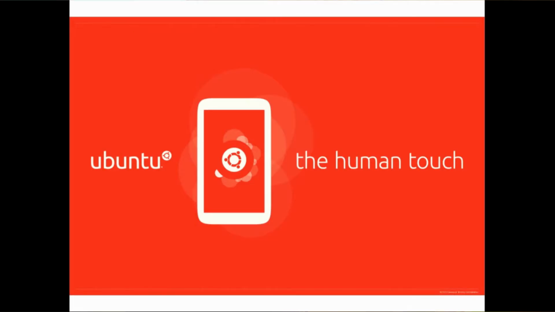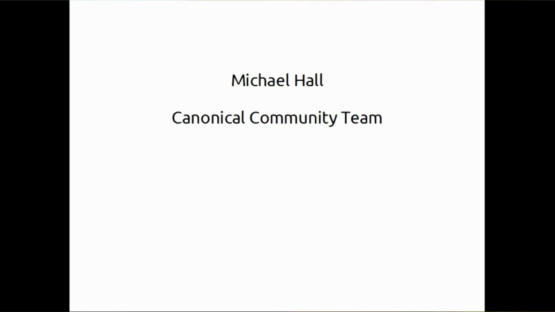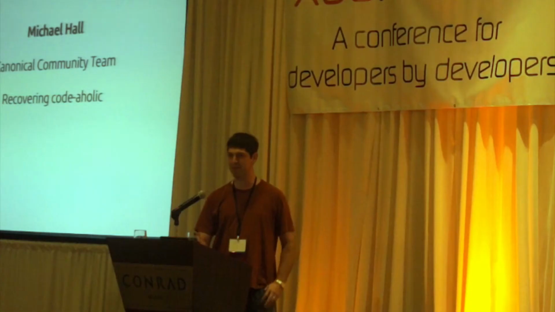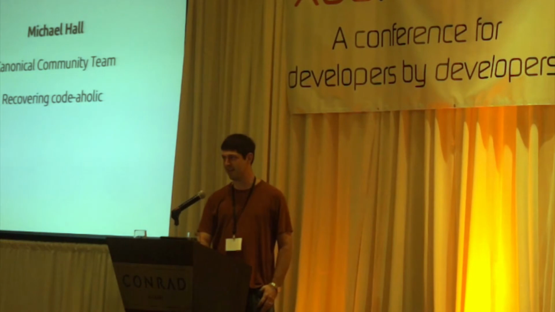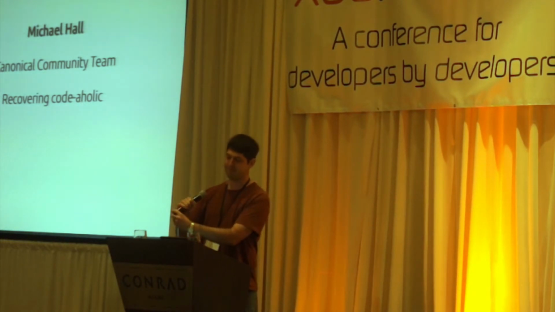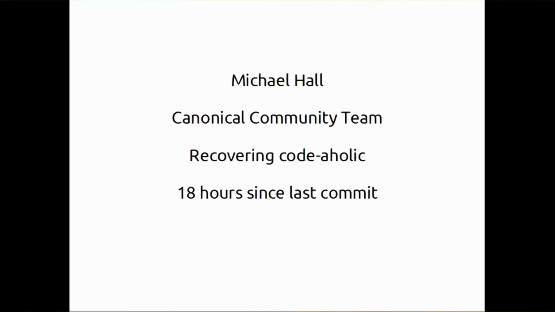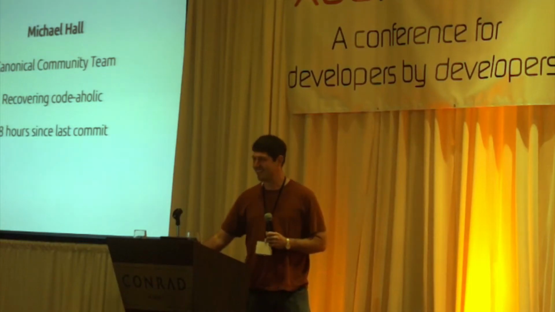As I said, my name is Michael Hall. I work for Canonical on the community team. I work for Mr. John O'Bacon here, who you saw earlier. I am a recovering codeaholic. I spent 10 years as a developer doing everything from Perl to Java, Python, PHP, until I moved to Jono's team and I started doing community work. And so I kind of got out of the coding game for a little while. Until recently. It's been 18 hours since my last code commit now.